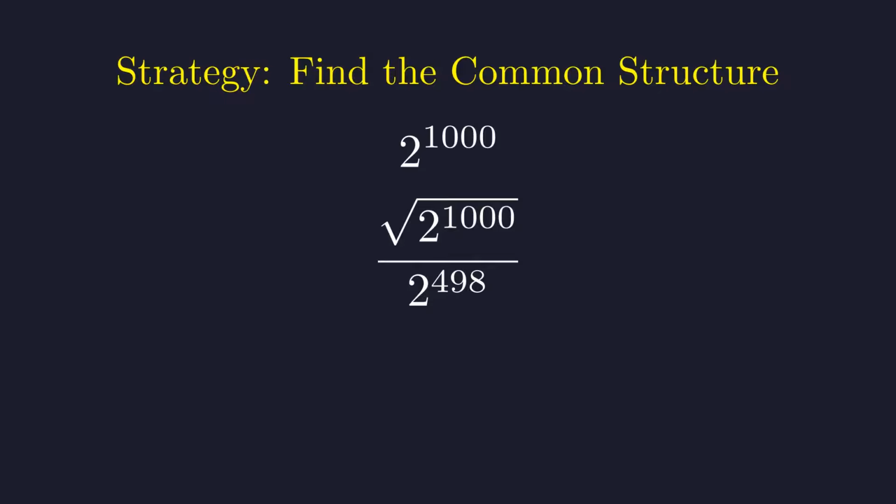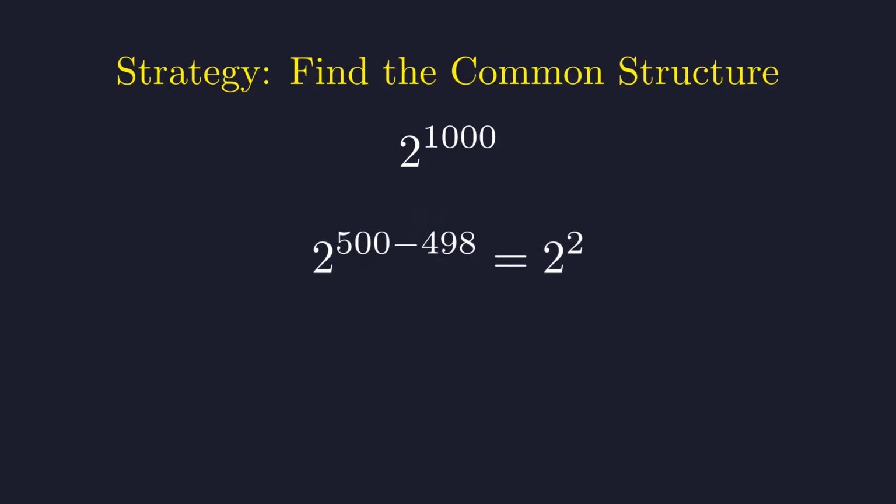Now, when we substitute this back into our original expression, something magical happens. The square root of 2 to the 1000th becomes 2 to the 500th power. So we have 2 to the 500th power in the numerator and 2 to the 498th power in the denominator. Using the quotient rule, we subtract the exponents. 500 minus 498 gives us 2 squared. And there it is. 4, just 4. After all that complexity with numbers having hundreds of digits, we end up with the simple integer 4. But you might be wondering, is there something deeper going on here?